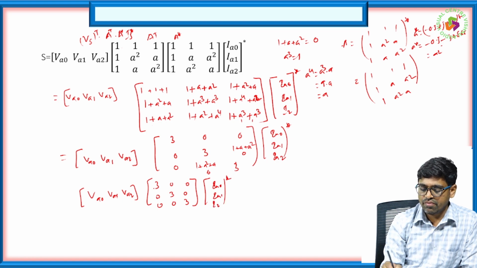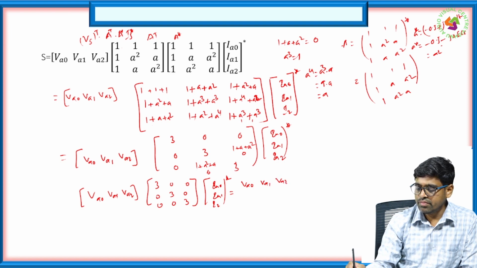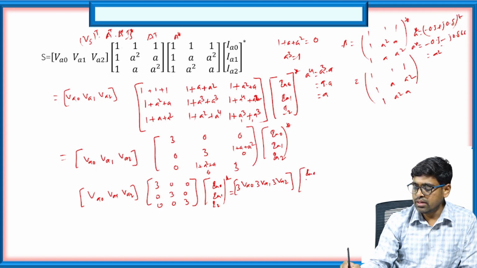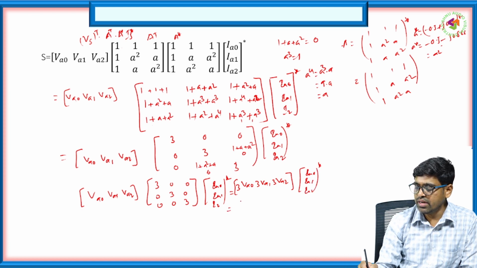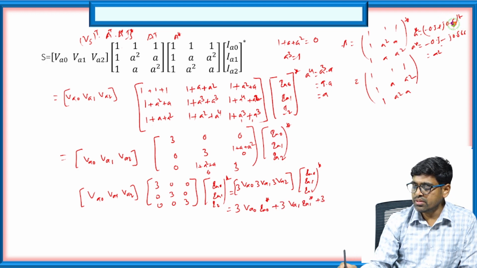So if you multiply this one VA0 into 3, you can get VA0, VA1 into this one is 0 and again VA1, VA2. So we can get 3 VA0, 3 VA1, 3 VA2 and IA0, IA1, IA2 whole conjugate. Now you can multiply this, then finally we can get 3 times of VA0 into IA0 conjugate plus 3 times of VA1, IA1 conjugate plus 3 times of VA2 into IA2 conjugate.